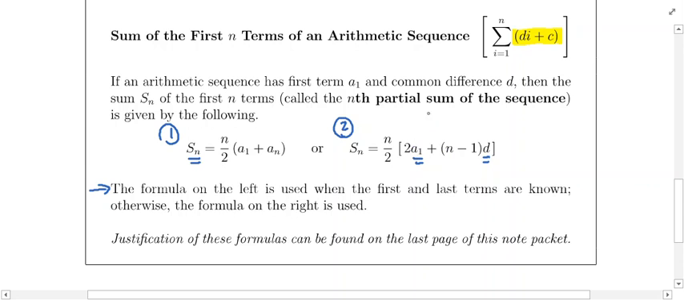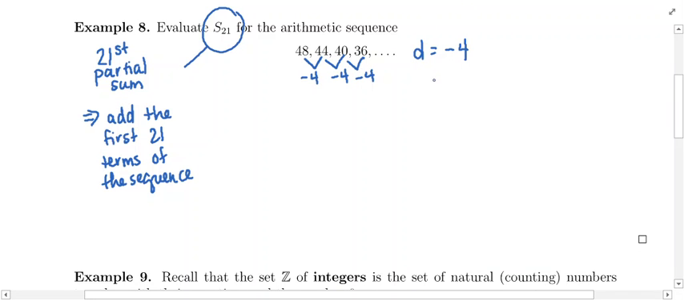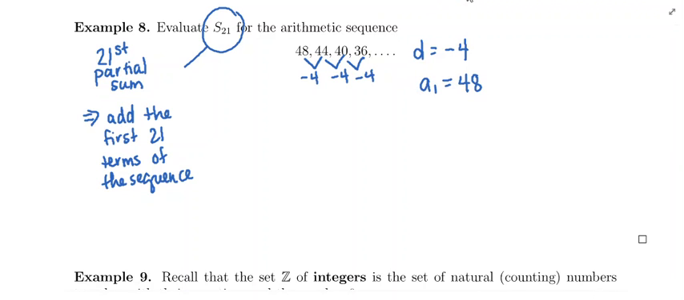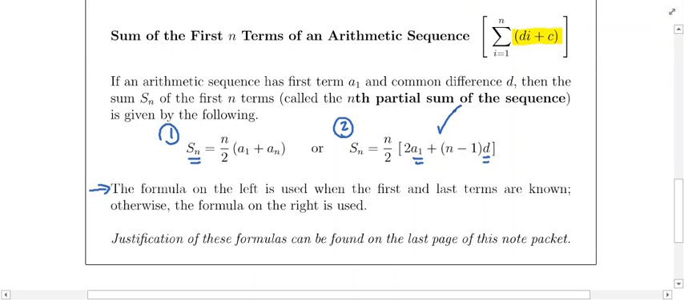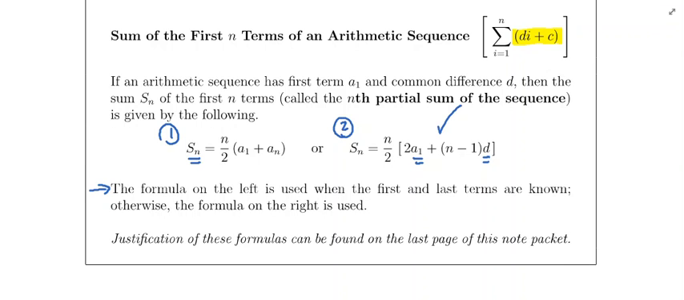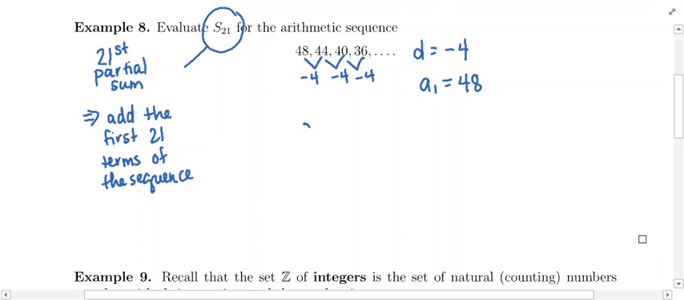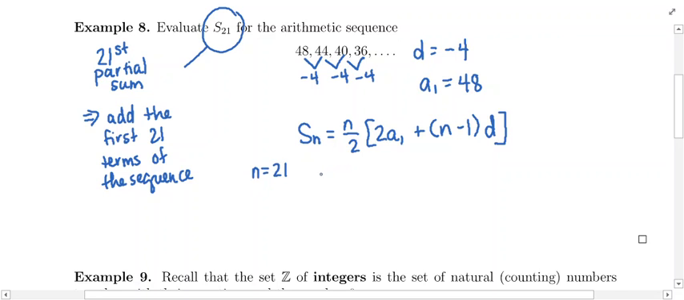We know A1. A1 is 48, the first term. And we just figured out what D is. So we have everything we need to use this second formula. We're going to plug into Sn is equal to n divided by 2 times 2 times A1 plus n minus 1 times D. Since we're doing the 21st partial sum, the n value has to be 21. So everywhere you see an n, replace it with 21.